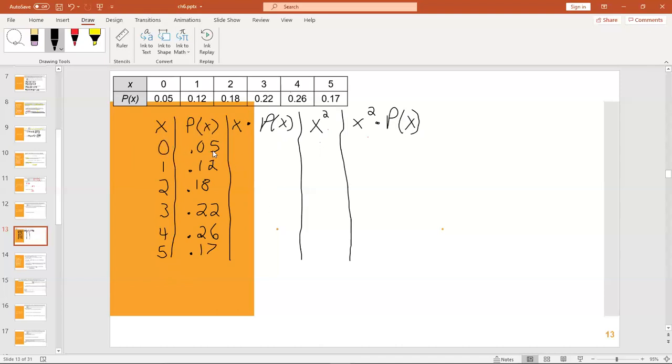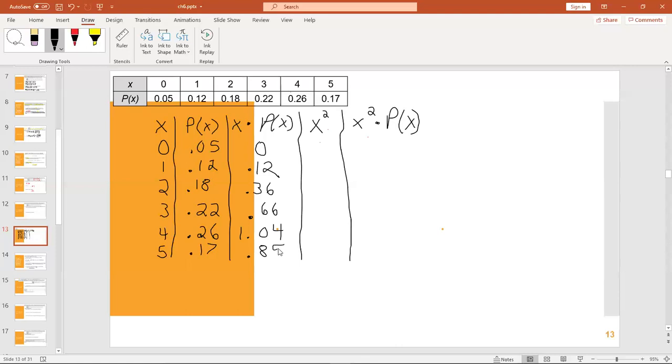So what's going to go in this column is I'm just going to multiply across here. 0 times 0.05 is 0. And we just work our way down. 1 times 0.12 is 0.12. 2 times 0.18 is 0.36. 3 times 0.22 is 0.66. 4 times 0.26 is 1.04. And then 5 times 0.17 is 0.85.